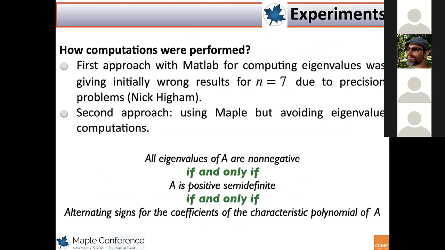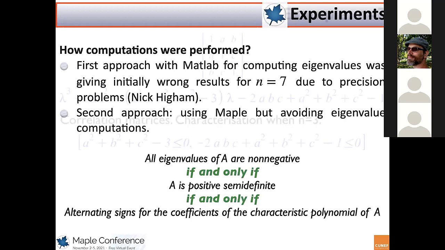We were lucky enough to be able to characterize a correlation matrix by using only the sign of the coefficients of the characteristic polynomial. All eigenvalues of A are non-negative if and only if we have alternating signs for the coefficients of the characteristic polynomial, and so we avoid completely computing roots of polynomials. We avoid completely rounding errors when deciding if these real roots are positive or not. In this way, Maple was and is extremely useful to compute characteristic polynomials of matrices with integer entries and also to decide the sign.